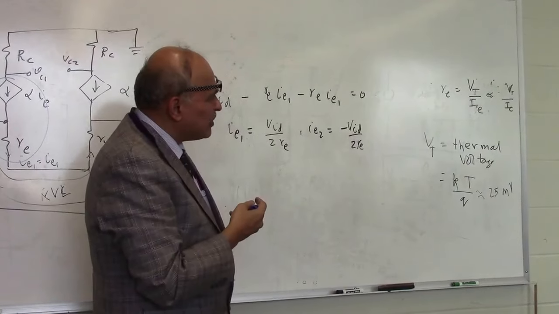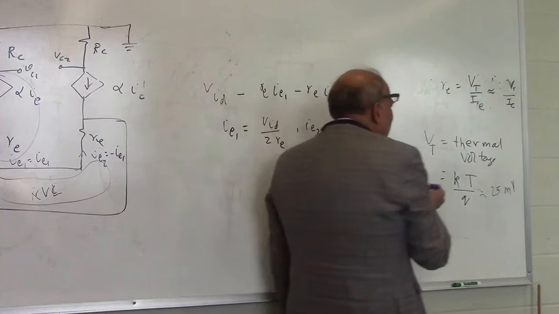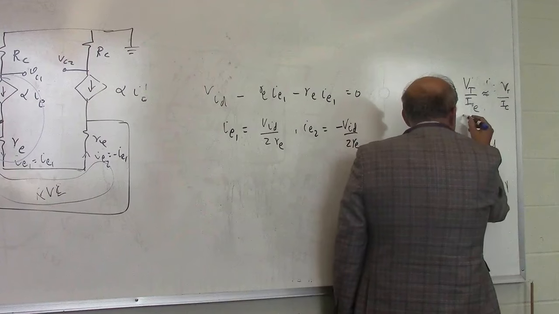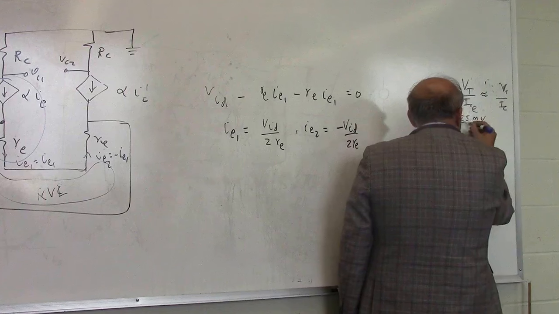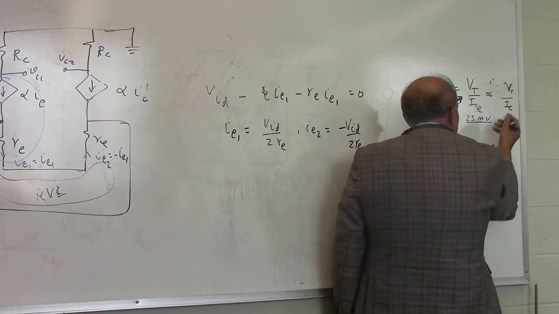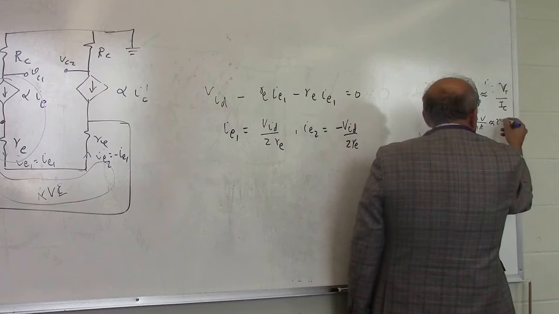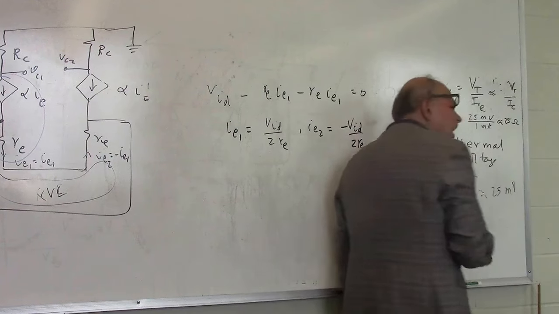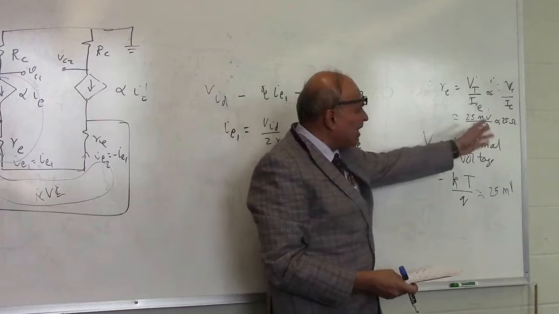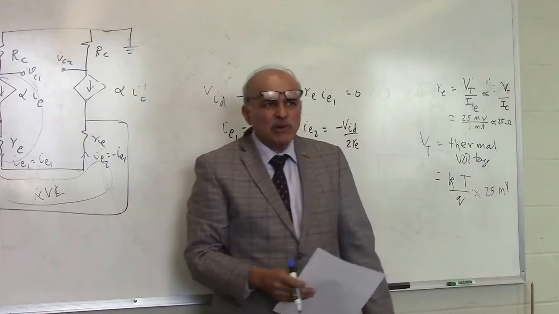So in fact, in this case, you can easily say that RT in our case will be approximately 25 millivolts divided by 1 milliamp. So approximately 25 ohms in our case. Approximately. It will go up and down with temperature, but essentially more or less that.